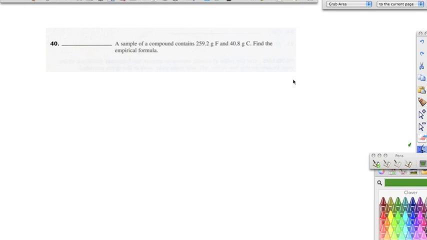Okay, moving on, it says 40, a sample of a compound contains 259.2 grams of fluorine and 40.08 grams of carbon.